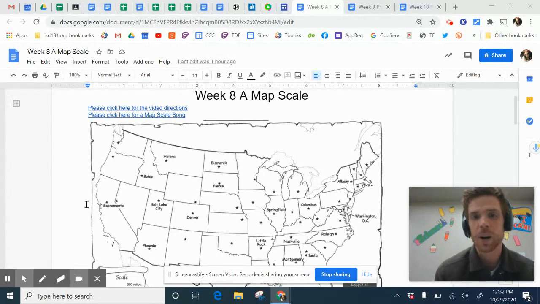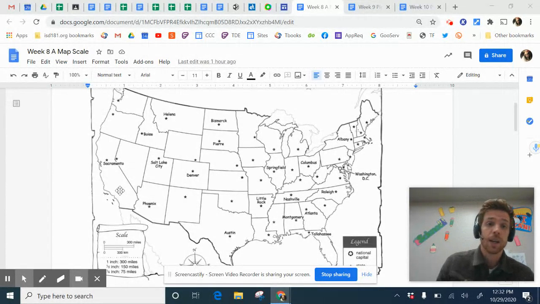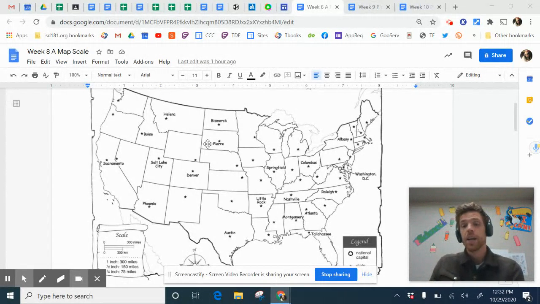First off, let's talk about a map scale and the purpose for it. You may notice here that I have a map of the United States of America. It is not full size. If you were to travel from, let's just say Bismarck, North Dakota, to Pierre, South Dakota, on this map, it looks like I could just go right there, and I am there. In all actuality, it is a great distance. You would have to travel in your car for a couple hours to go from Bismarck to Pierre. So what they've done is they've shrunk down the entire United States into a small map.